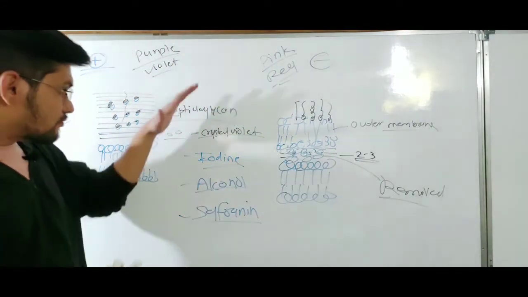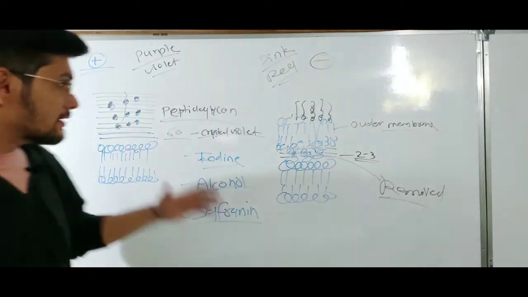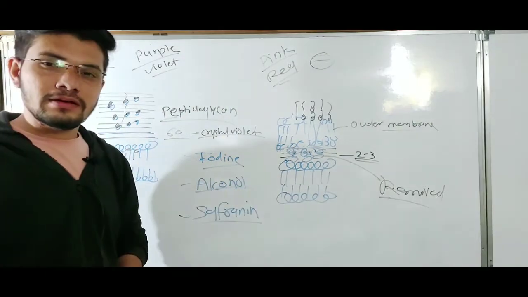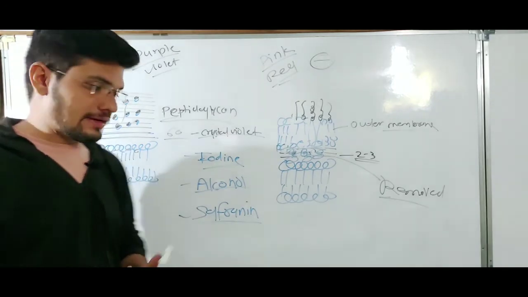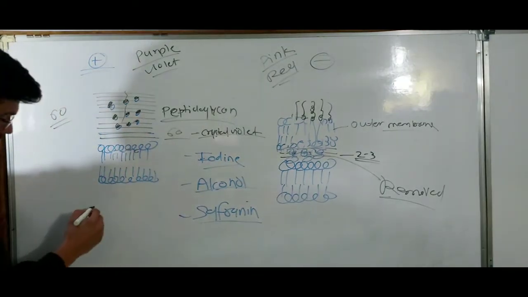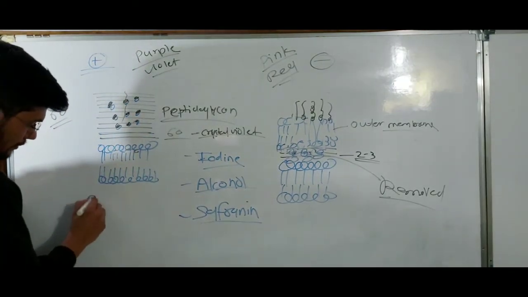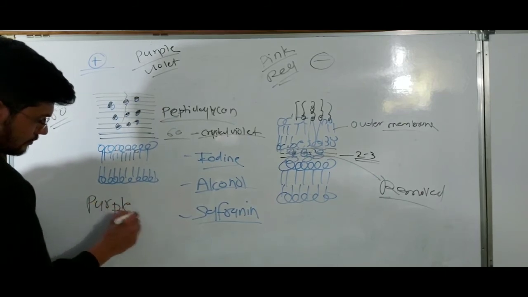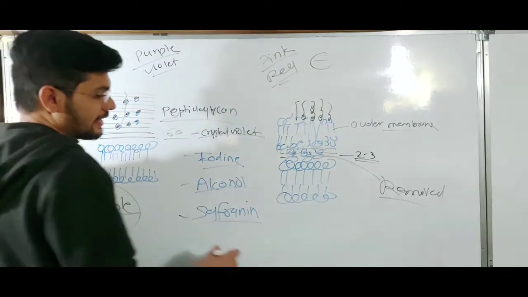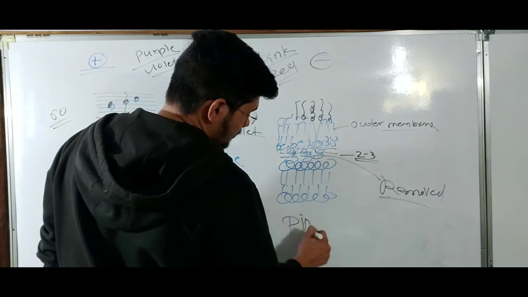So after the completion of the 4 stages, these 2 bacteria will appear different in color. Positive will be observed purple in color, and the negative will be observed pink in color.